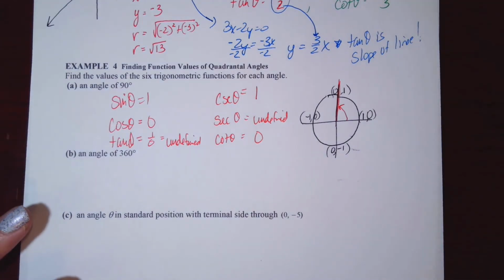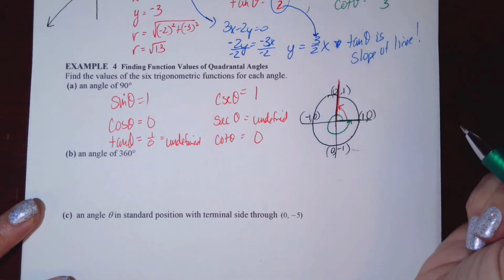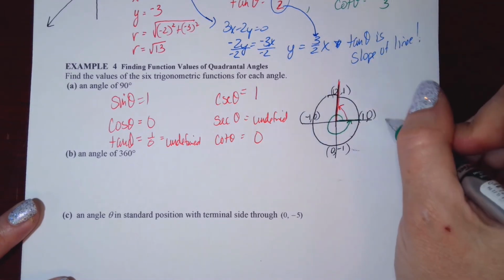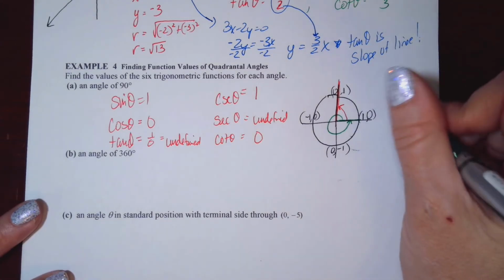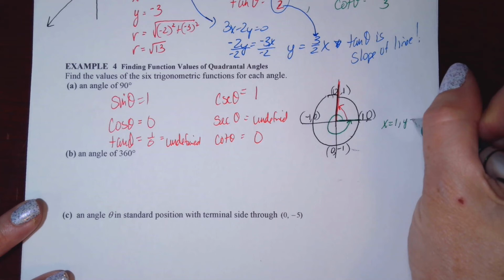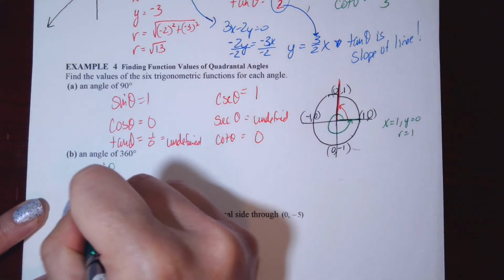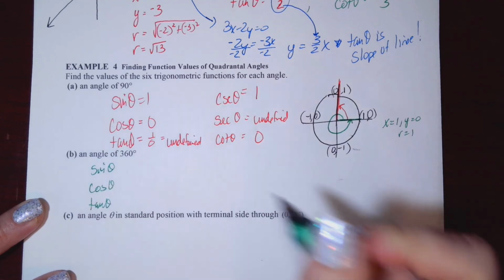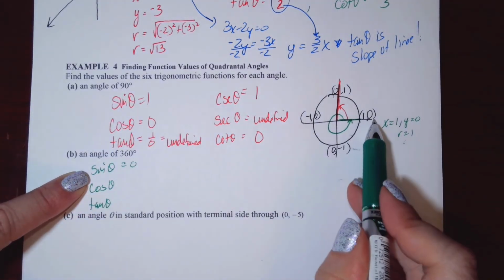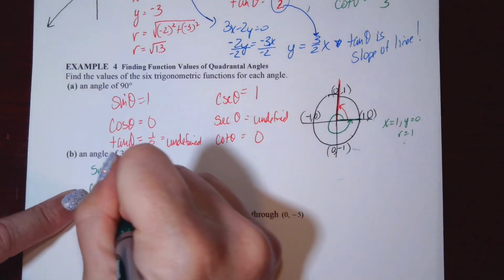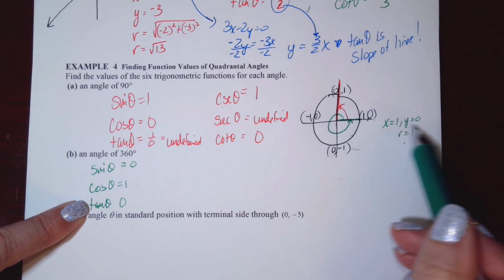Let's think about if I did 360 degrees. That's another quadrantal angle right here. So that x is 1, y is 0, and let's just make r 1. So x is 1, y is 0, r is 1. So here, sine, y over r, is going to be 0. Cosine is going to be 1. Tangent is going to be 0 because it's 0 over 1, y over x.